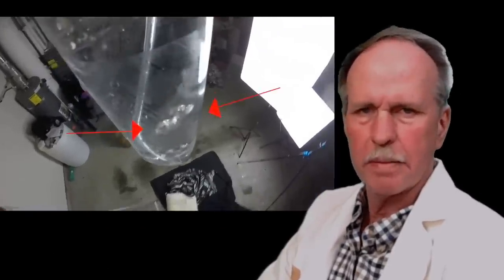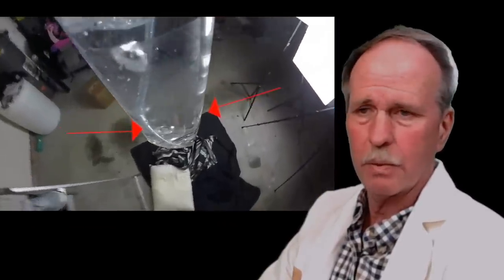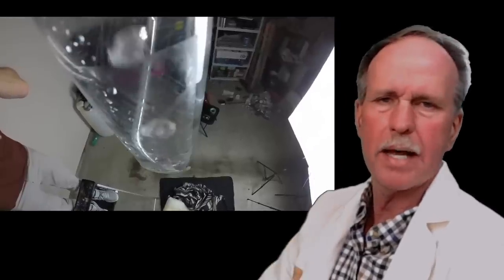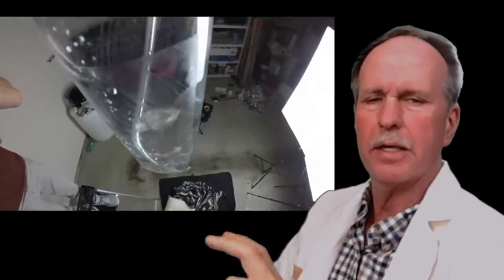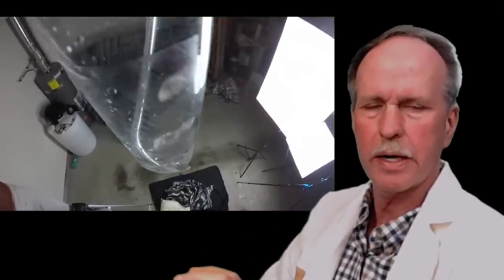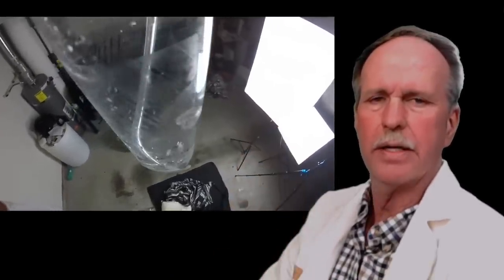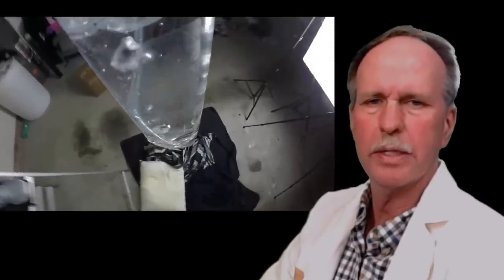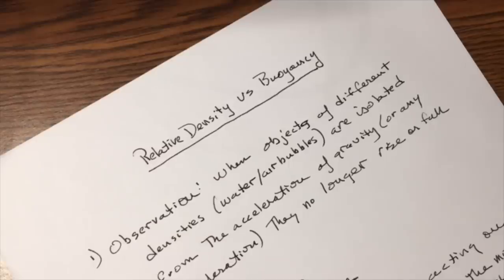Does the density of the bubble change? Or the density of the water? No. The only difference is that when you drop the bottle, you take out the acceleration of gravity, 9.8 meters per second squared, because the bottle is falling at the same acceleration as the gravity, and the relative difference between the two is 0.